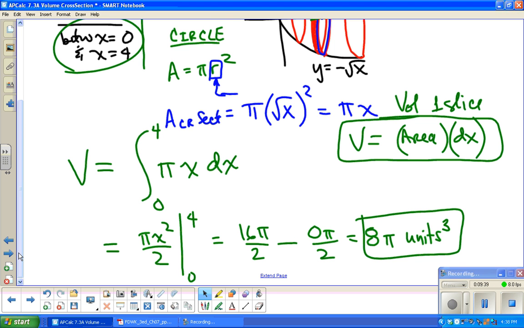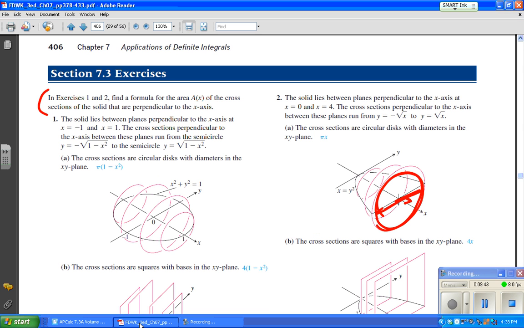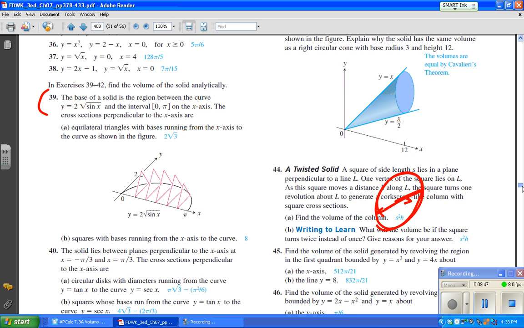Let's do another one, and shockingly enough, I want to do number 2, part B. So part B for number 2, whoa, hello.